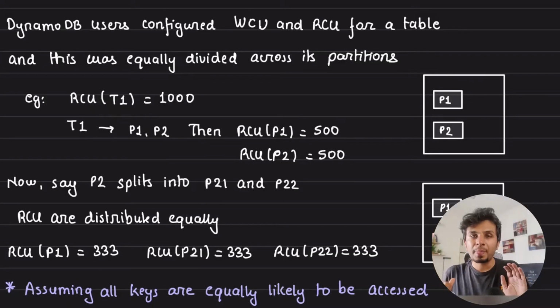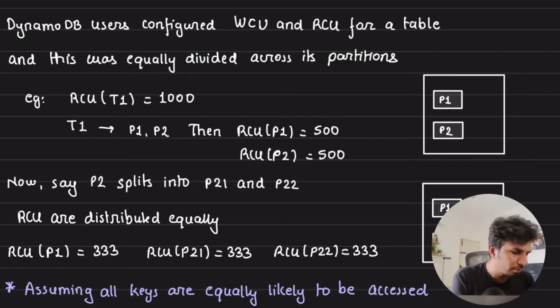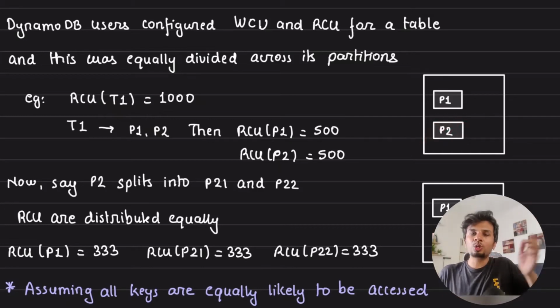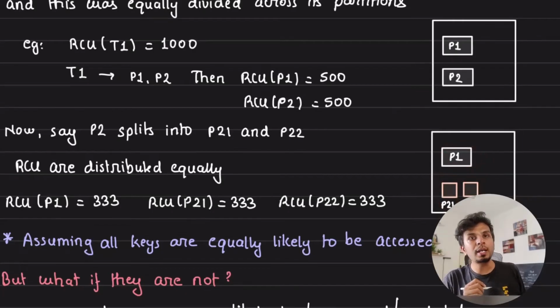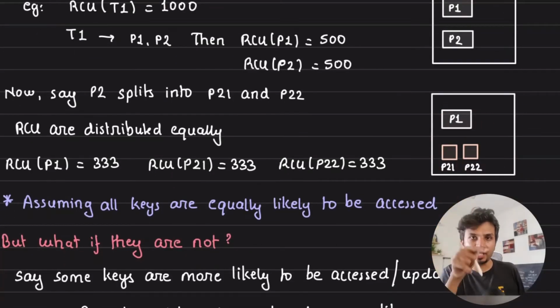Now let's say, for whatever reason, I am seeing a lot of traffic on partition P2, and I choose to split the partition into half. What will I have? I will have partition P1, partition P21, and partition P22. Right? Partition P1, partition P21, partition P22.